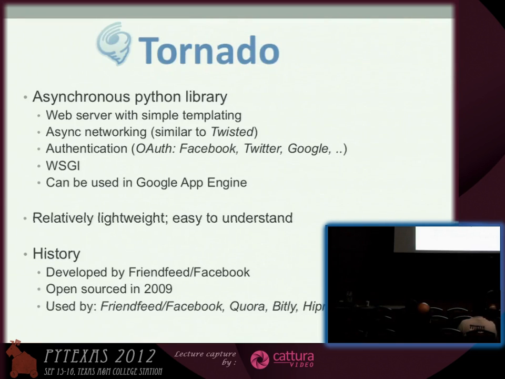So that's a brief description of Tornado. It's a web server with simple templates. It's got asynchronous networking, so you can use it for other things other than web servers. It's just like Twisted in that respect. And it's got modules that can do authentication, so you can use Facebook, Twitter, or Google to sign on to the web server. It has standard support for the Python web interface, and it can also be used in the Google App Engine. So these are just some important features of Tornado.